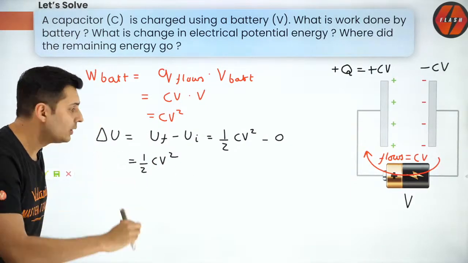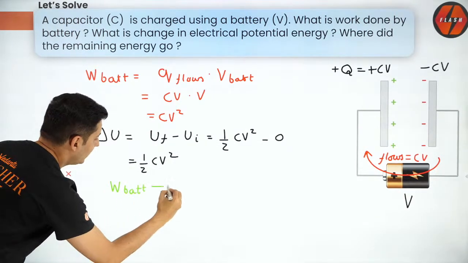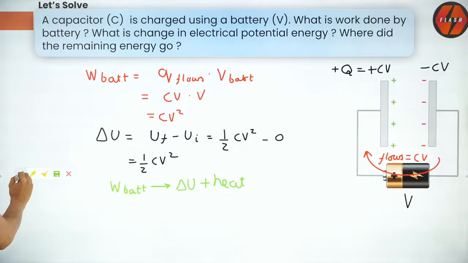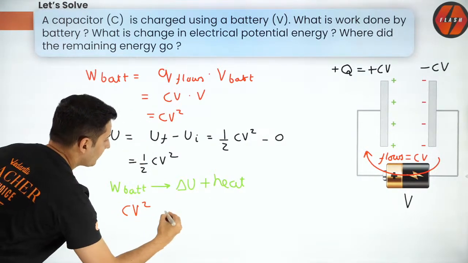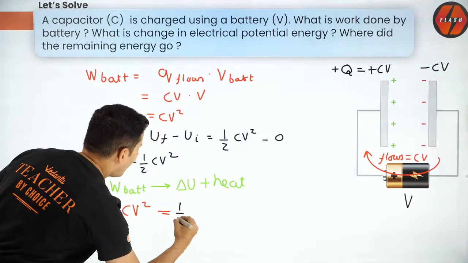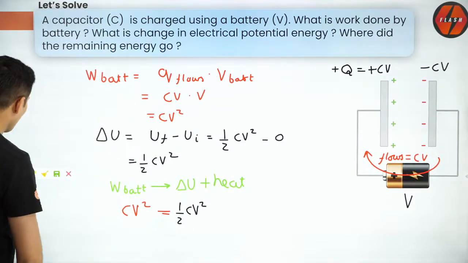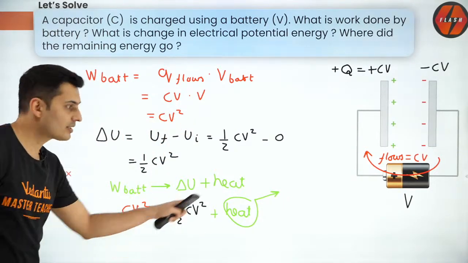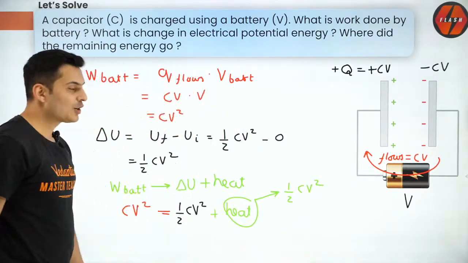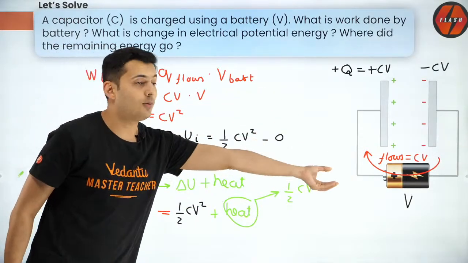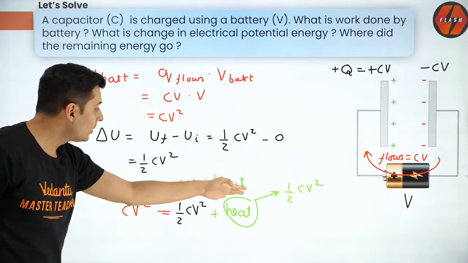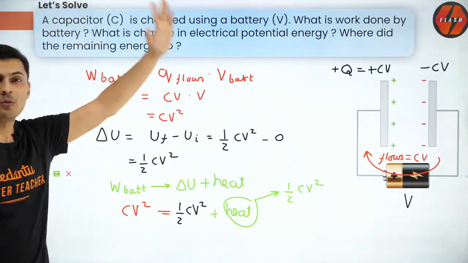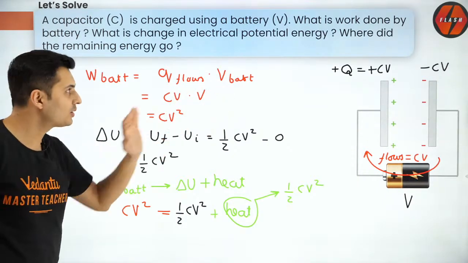Now last thing, what did I tell you? Remember which equation? Work done by battery goes into delta U plus heat. What is the work done by the battery? I just told you, it is CV square. What is delta U? Delta U is half CV square. So guys, what is the heat developed in the circuit? Think about it. CV square minus half CV square, which will be half CV square. So guys, the poor battery did CV square work, but only half CV square gets stored in the capacitor. Half of the energy is lost in heat. Very interesting. I hope you guys understood this concept now.